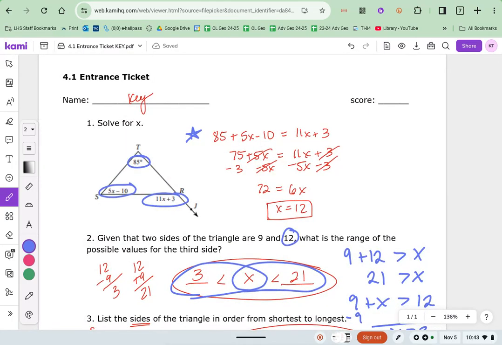Stack them in the middle of your table. Your substitute is going to come pick those up and pass out notes. And we'll do some notes together. So pause the video until you're ready for notes and then you can unpause.